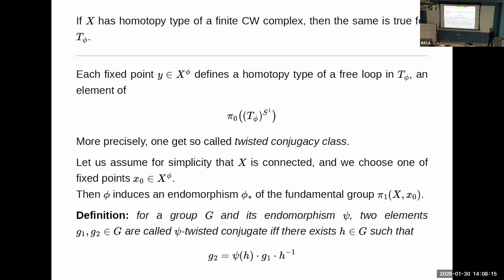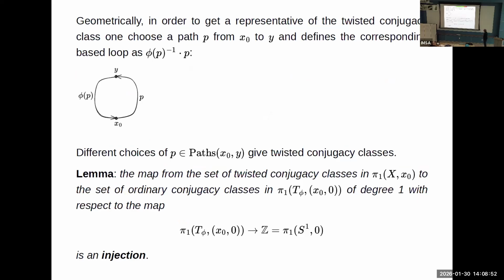So this map phi gives some endomorphism of the fundamental group. And the notion of twisted conjugation is, in general, for a group and an endomorphism, not necessarily an invertible map. Two elements are called twisted conjugate if there exists a third element H, you get conjugation, but first to H you apply this endomorphism psi. You can immediately check that you get an equivalence relation. It's reflexive, symmetric, and transitive. So you get some notion of twisted conjugacy classes.